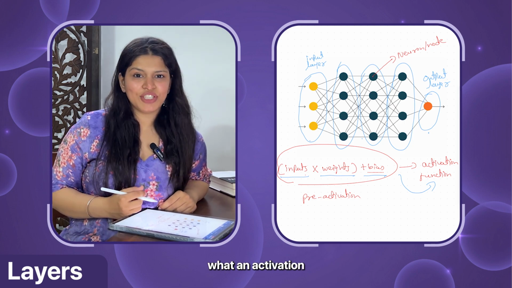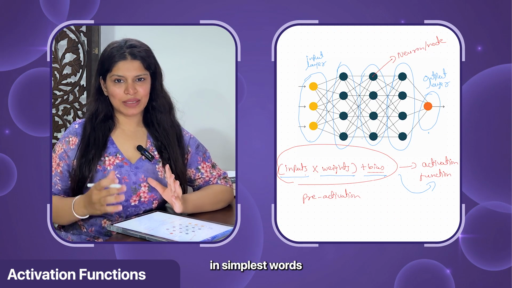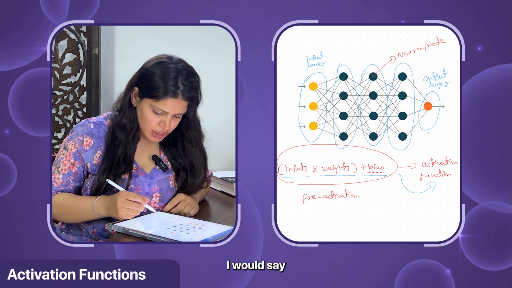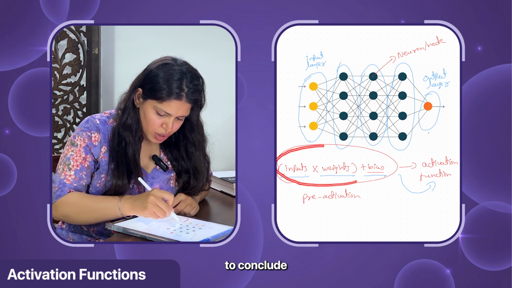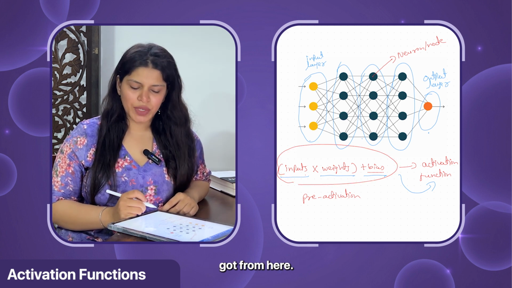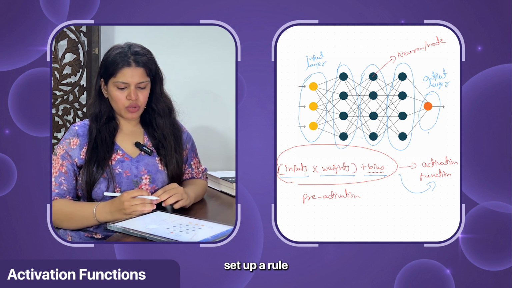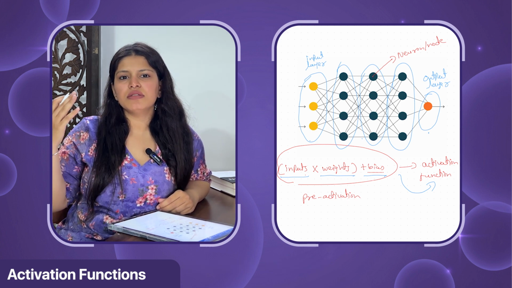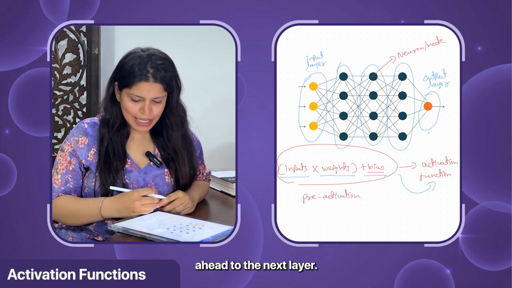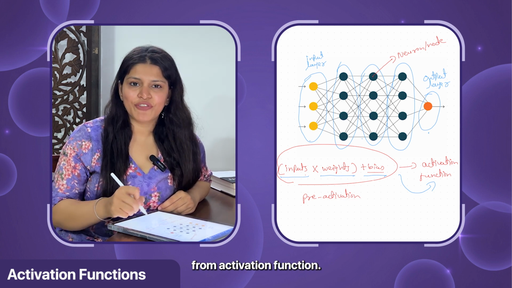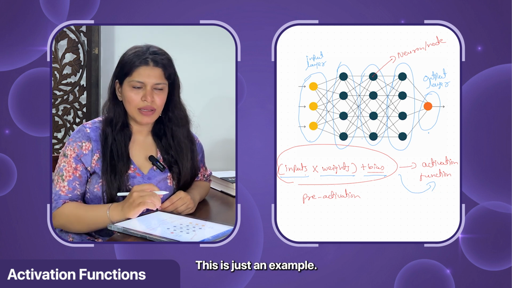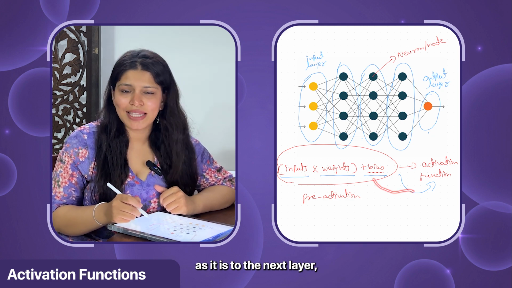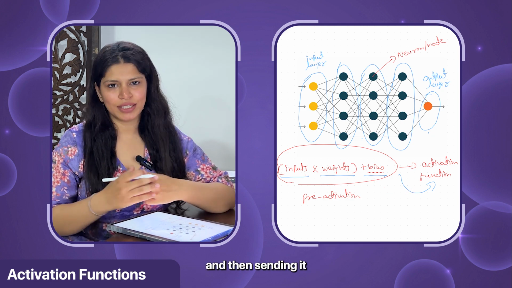So now let's see what an activation function means. If I had to explain in simplest words what activation function means or why it is done, I would say that it is done by the neuron to conclude whatever output it got from here. So suppose you want to set up a rule like if the output from here is -1, then send 0 ahead to the next layer. Then this conclusion can be derived from activation function. This is just an example. It is much like not sending the raw output from here as it is to the next layer, but concluding it and then sending it to the next layer.